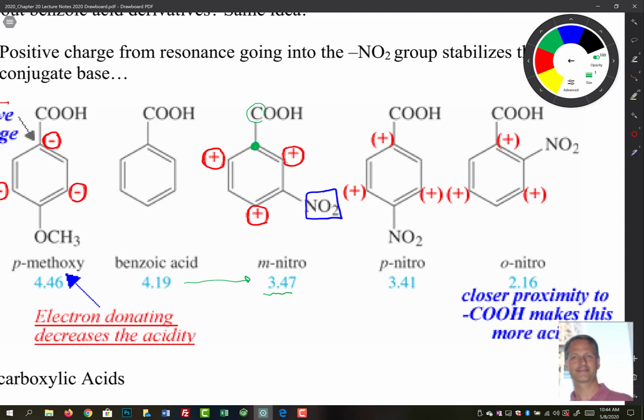And then if we put it at the para position, we get even lower. Notice that's not a huge change, but it's a little bit lower there because we get that positive charge adjacent to our carboxylic acid. And then if we have it over at the ortho position, we still get the same positive charge positions here. And the pKa goes down quite a bit more because the nitro group not only puts that plus charge there, but we get an inductive effect of electron withdrawing there. So it makes it a little bit more acidic.